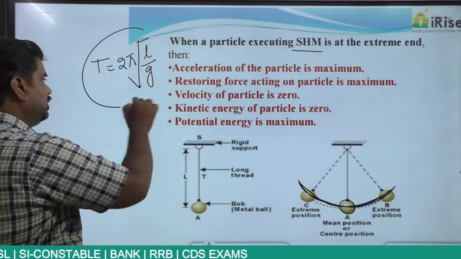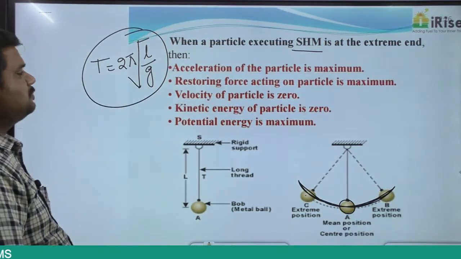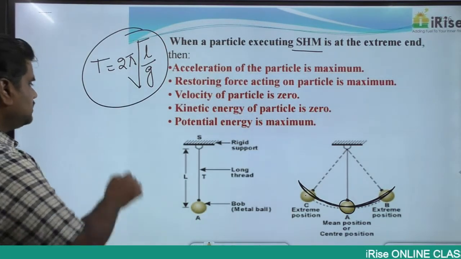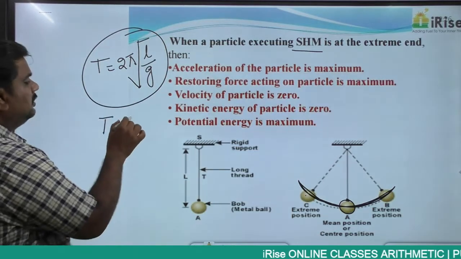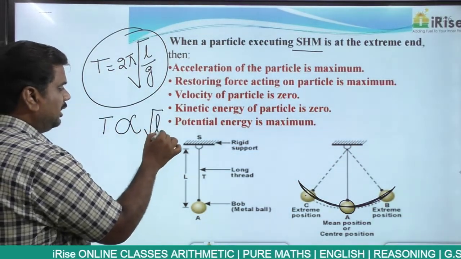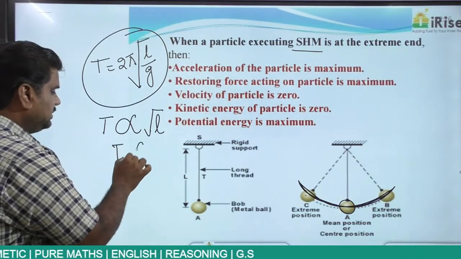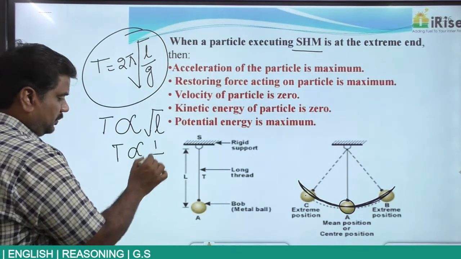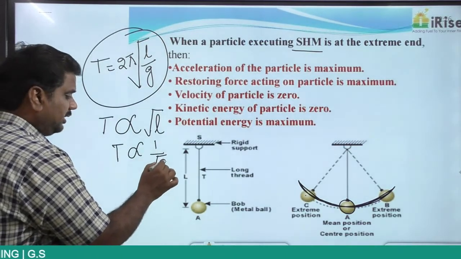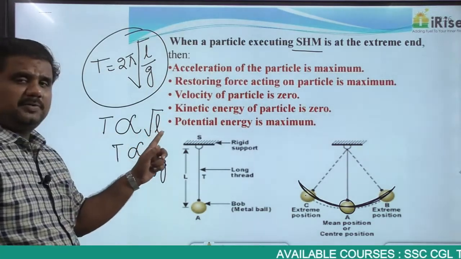This is an equation for the time period of a particular simple pendulum. From this equation, it is very much evident that the time period of a simple pendulum is directly proportional to the square root of its length. At the same time, the time period is directly proportional to 1 by root G.